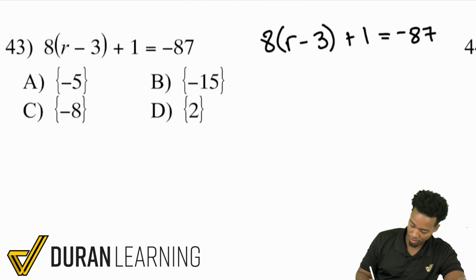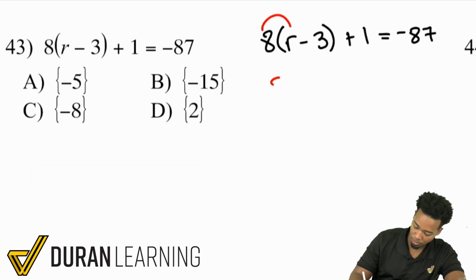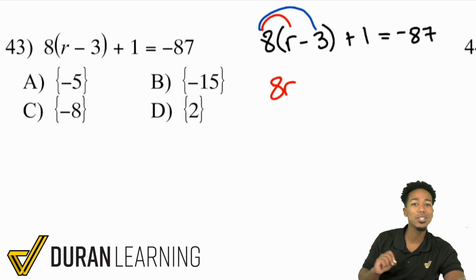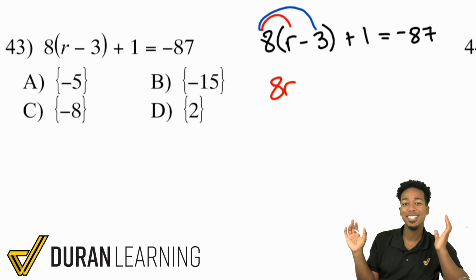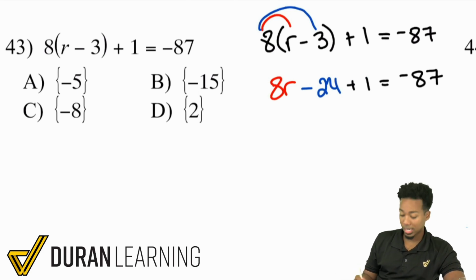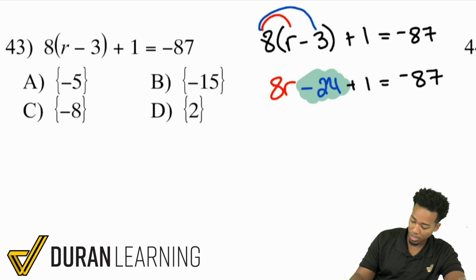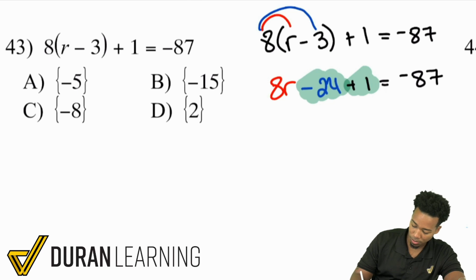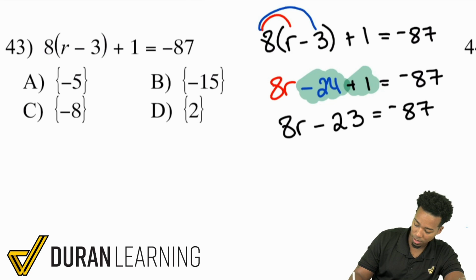I'm going to go ahead here again. Distribute that 8 to the r to make 8r, but don't forget to distribute it to everything inside the parentheses. Biggest mistake that a lot of people make is that they'll only do the first number and then they forget about the rest. So here we have 8 times negative 3, and that's negative 24. So then it's going to be plus 1 equals negative 87. So up next, I see that we have some like terms that we can combine, negative 24 and a positive 1. Well, that's going to give me negative 23. So 8r minus 23 equals negative 87.